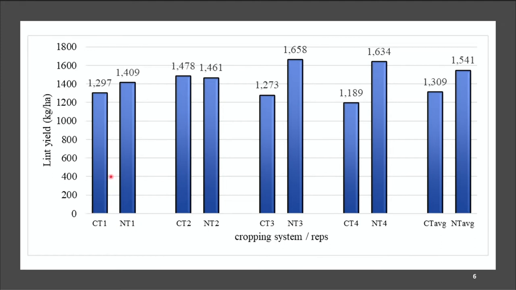In the first pair, you see that the no-till has a higher yield. In the second pair, there is pretty much no difference at all. In the third pair, we have a huge difference over there.